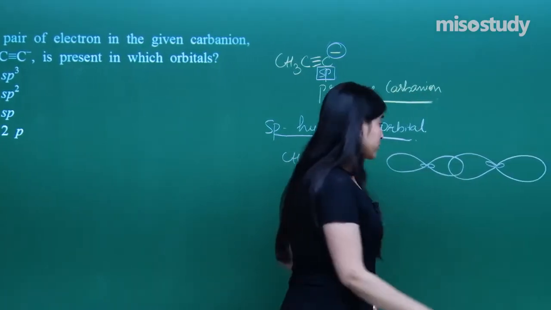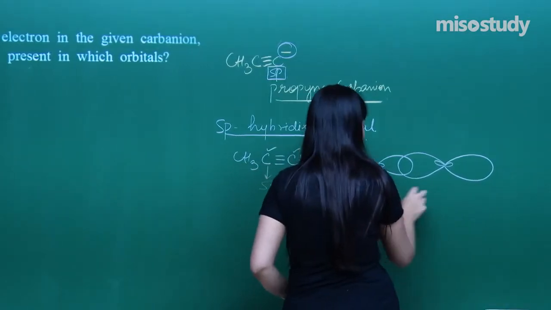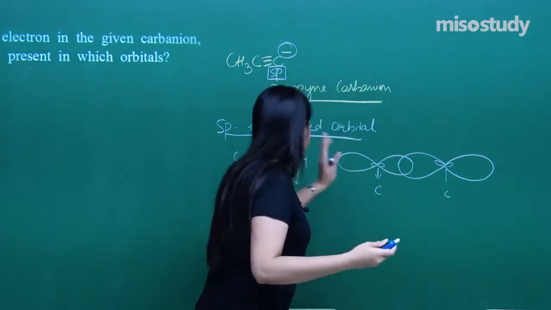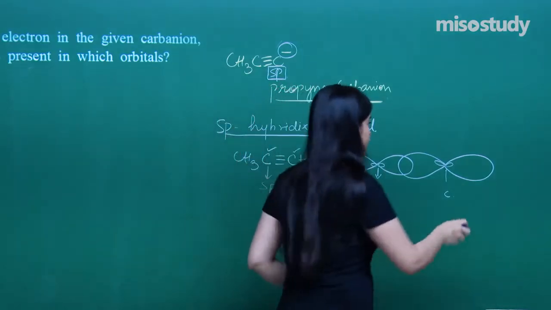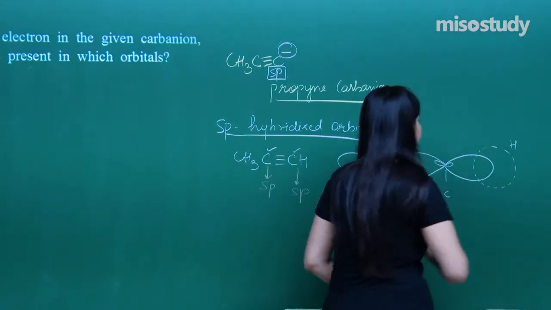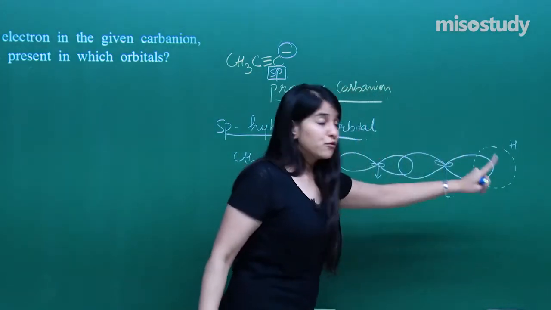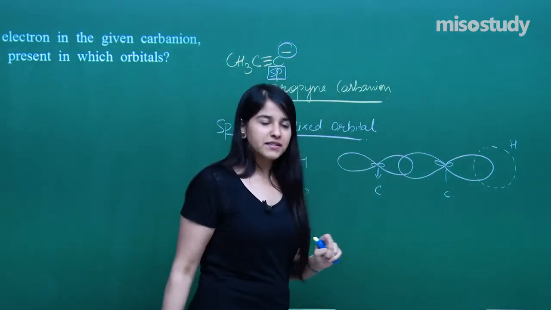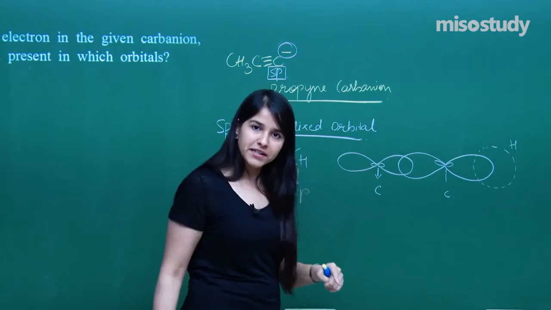That is the two carbons over here, which I have represented: one carbon triply bonded with another carbon, and I need to attach what? I need to attach the hydrogen. So that is how I am going to attach the hydrogen here. But wait, we are discussing what? Propyne carbanion. That means I need to remove this hydrogen to make it a carbanion.